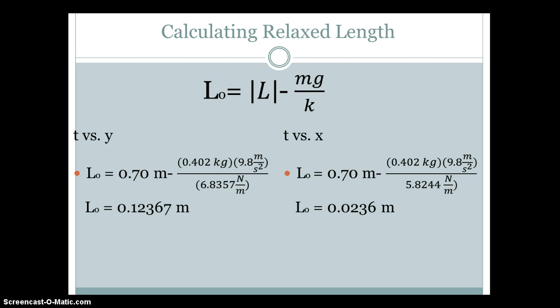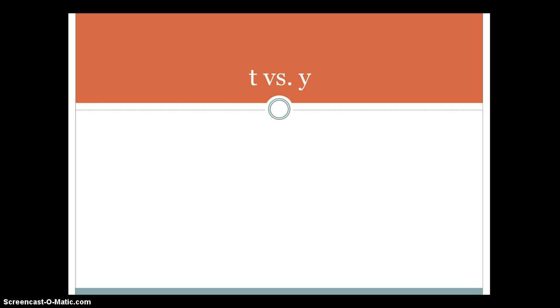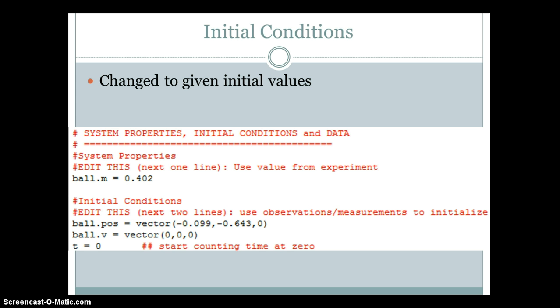In order to find T versus x, we use the exact same formulas, only we need to change the graph in Tracker to show t versus x in order to get Tx. Now we can go on to make changes to our code. I decided to make 2 separate codes, one with t versus y and one with t versus x. So let's look at the t versus y first. I changed the initial conditions and system properties to what you see here, which we were given and found earlier.